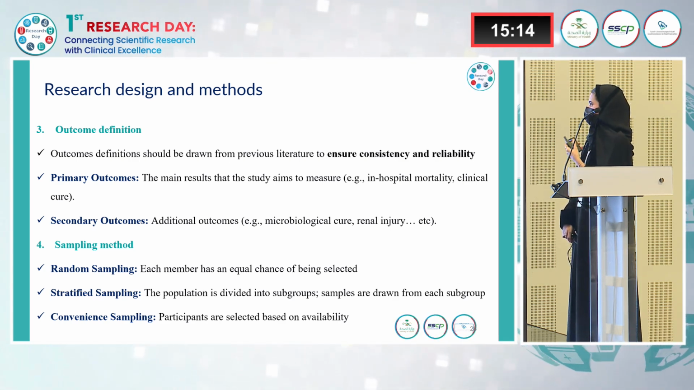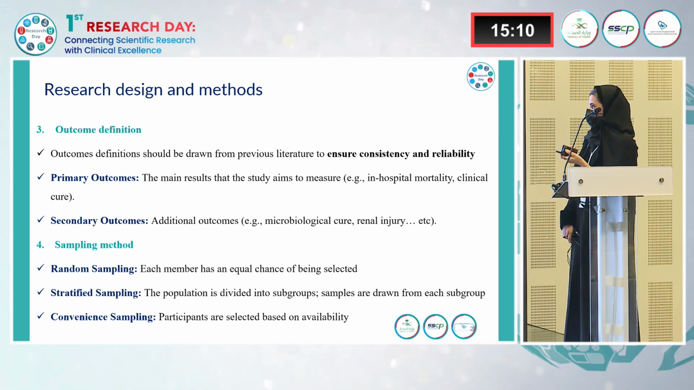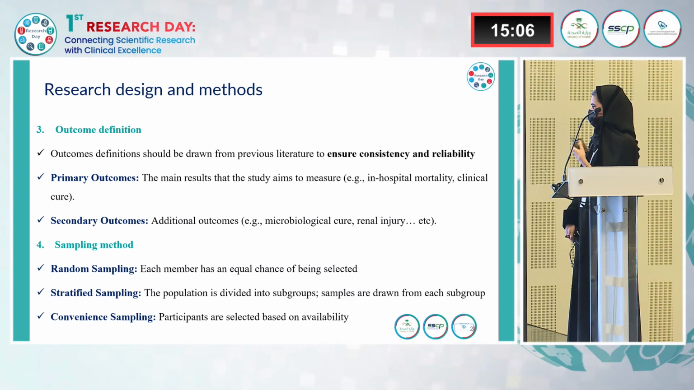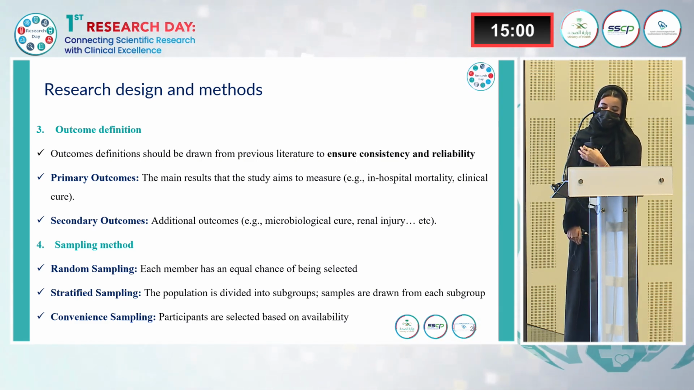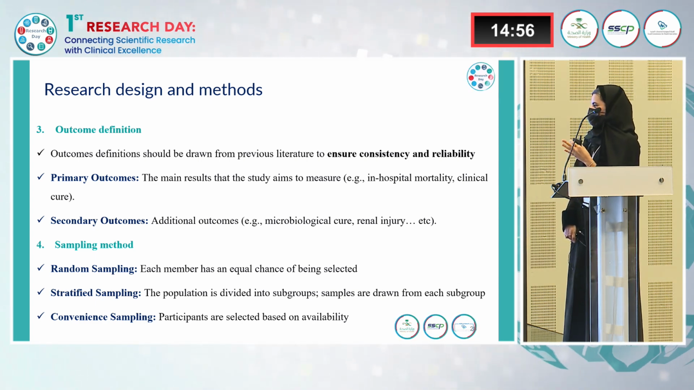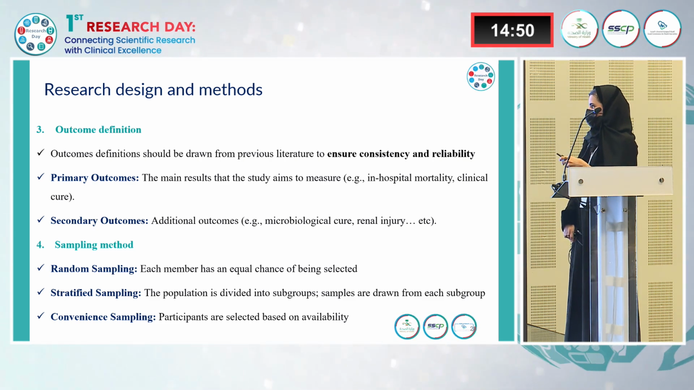And you should also specify the primary outcome, the main result that the study aims to measure, for example, in-hospital mortality, clinical cure, and so on, and the secondary outcomes, which include all other outcomes. As for the sampling method, it can be either random sampling, stratified sampling, where the population is divided into subgroups, or convenience sampling, where all participants are selected based on availability.